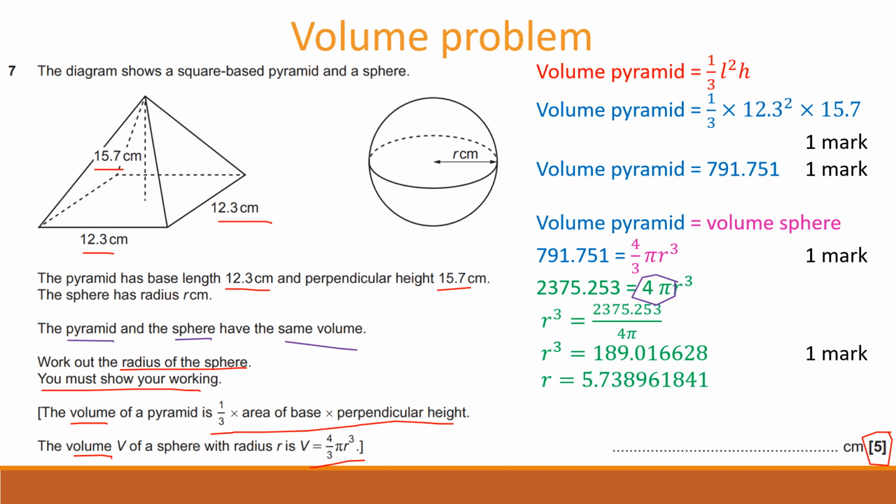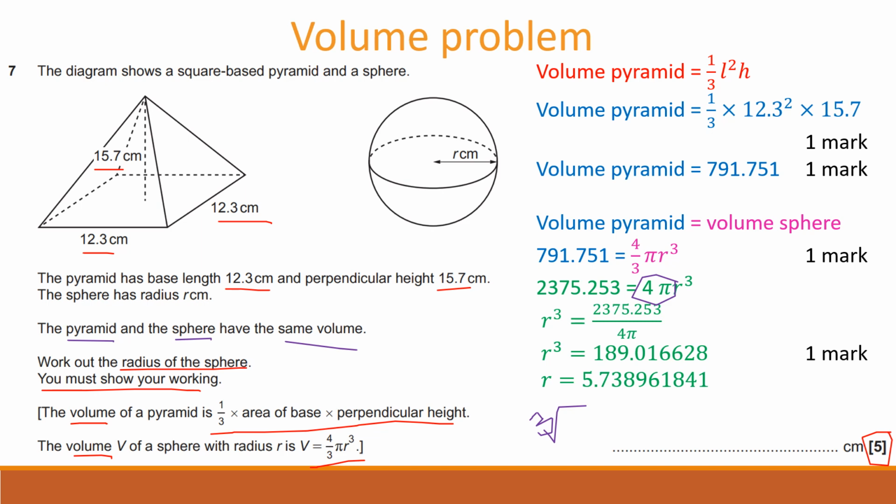5.7389. Remember, the cube root button on your calculator looks like the square root with the little 3 at the front. Gives me the cube root. Okay, so that's the button you're looking for on the calculator. Type in the cube root of 189 with all the other digits, gives you r is 5.73896. Now you need to give your answer to 3 significant figures.